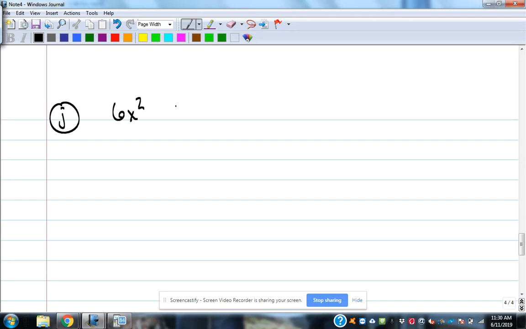6x squared minus 7x minus 5. So throwing some negative signs in there. Again, go through all the steps on the rules of factoring. Descending order, GCF, then count terms. So it is descending order. There is no GCF. 3 terms. That tells me to do this X method. Okay. What goes in the top of my X here?